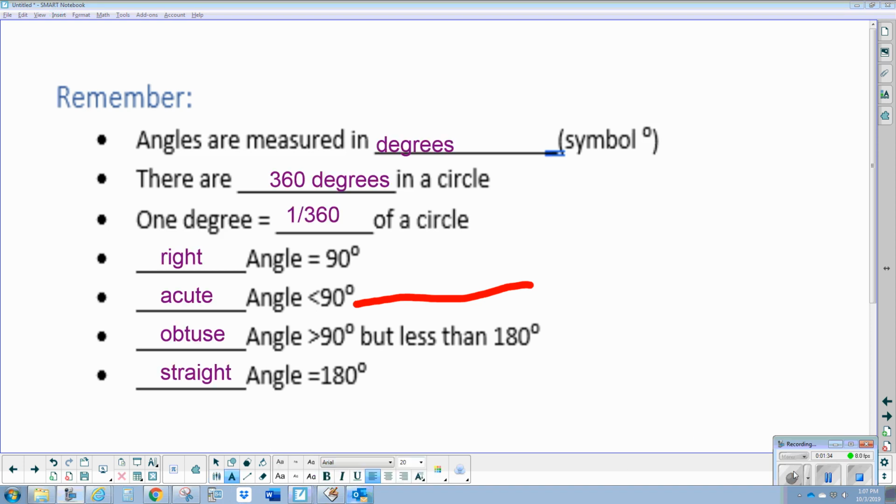And here are the solutions for the second part. Angles are always measured in degrees. There are 360 degrees in a circle, which means that 1 degree is equal to 1/360th of a circle. A right angle is equal to 90 degrees, an acute angle is less than 90 degrees, an obtuse angle is greater than 90 degrees but less than 180, and a straight angle is equal to 180 degrees.